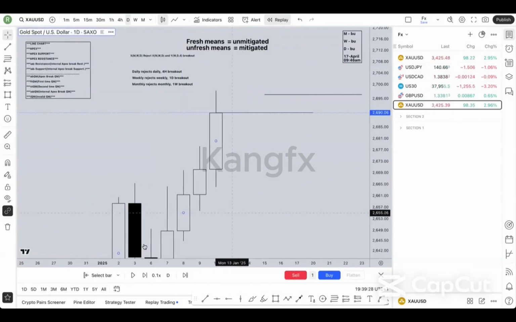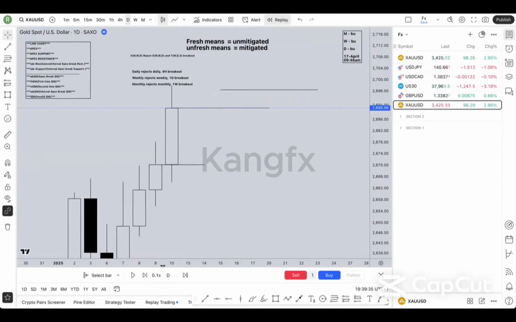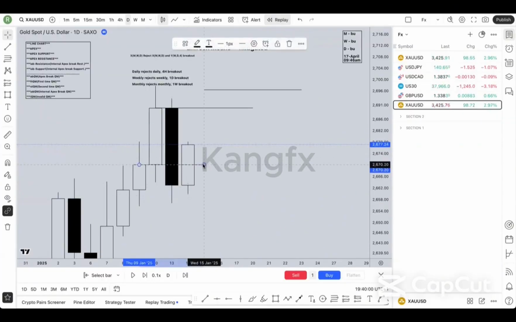Let's see this one. This is an OCL here. Very fresh. You see? Very fresh. The candle came, went below it. It's not unfresh. It's still fresh because it was not a wick. It was body closed. It's still fresh. The next candle went above it. It's still fresh. It has never become unfresh before. It has always been fresh because this one came and closed below. It did not wick. It closed below. It's fresh. This one came above. Still fresh.